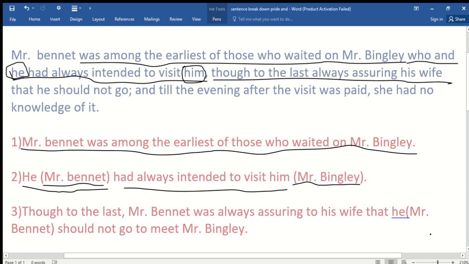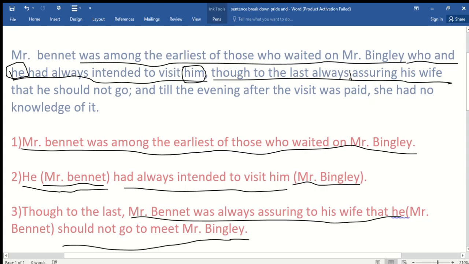Now the third part of this sentence: though to the last, always assuring his wife that he should not go. Though to the last, Mr. Bennet was always assuring his wife that Mr. Bennet should not go to meet Mr. Bingley. Now you may be confused that Mr. Bennet is not written here, so why am I putting Mr. Bennet in here? Actually, the subject here is removed.